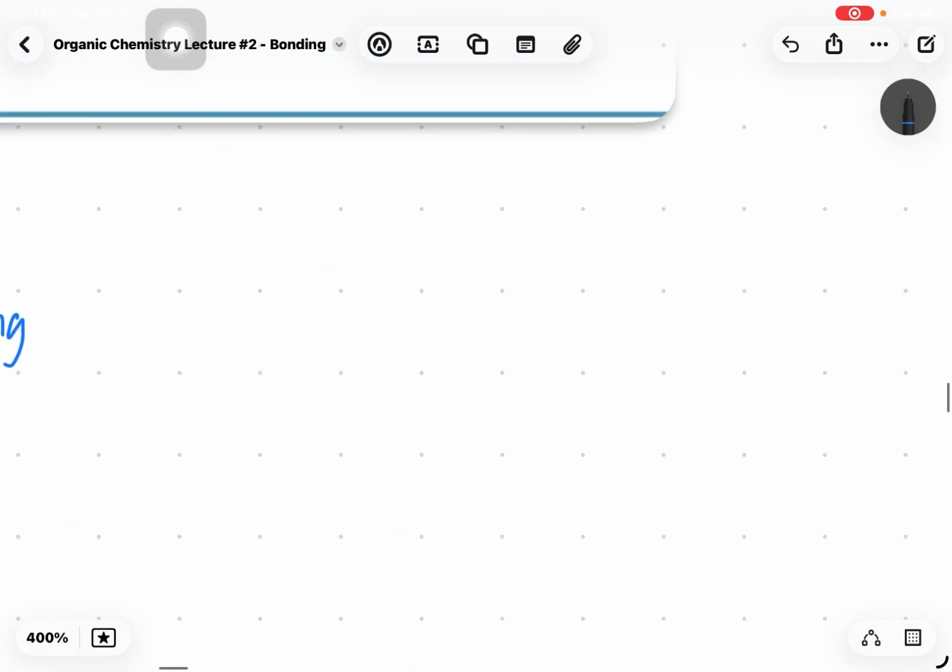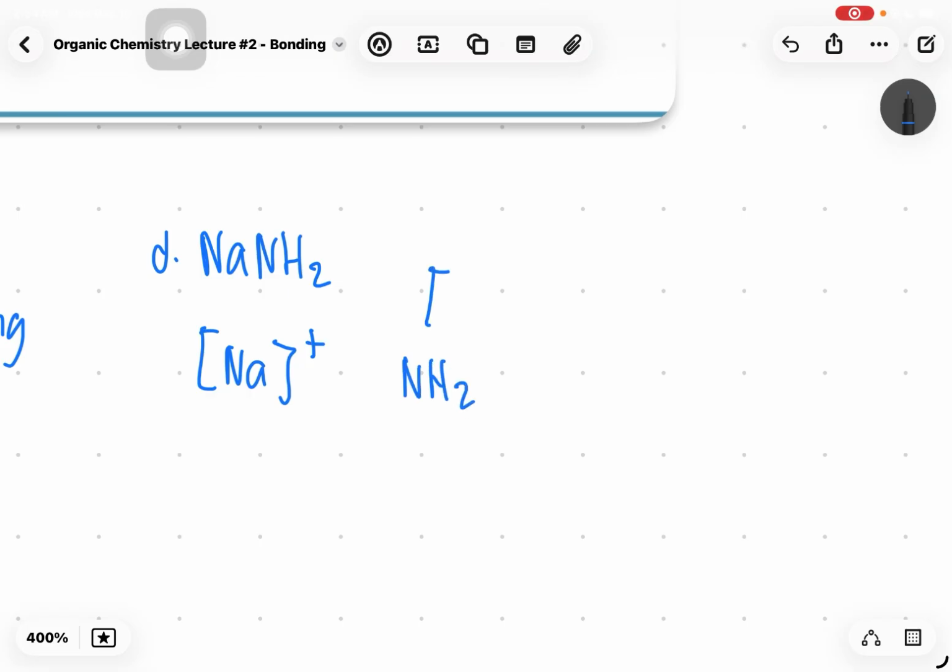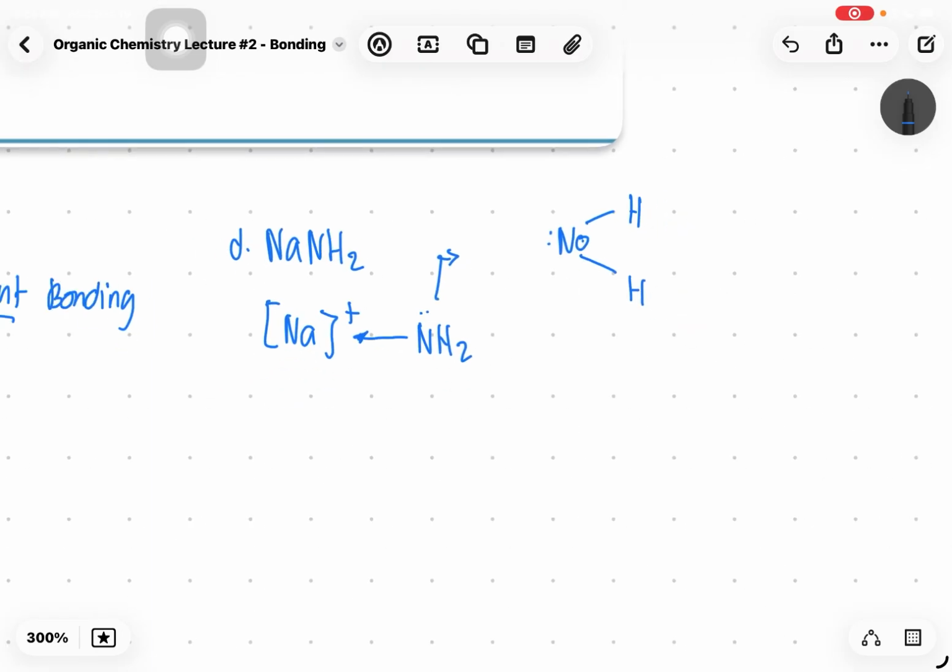Next up, we have NaNH2. That would look something like this. So that's sodium plus NH2. Let's just draw it like that. But you can also draw it like this. One, two, three, four, five. There's a free electron here. So that means you can draw it like that. And then that electron would be transferred to the sodium, making this an ionic compound.